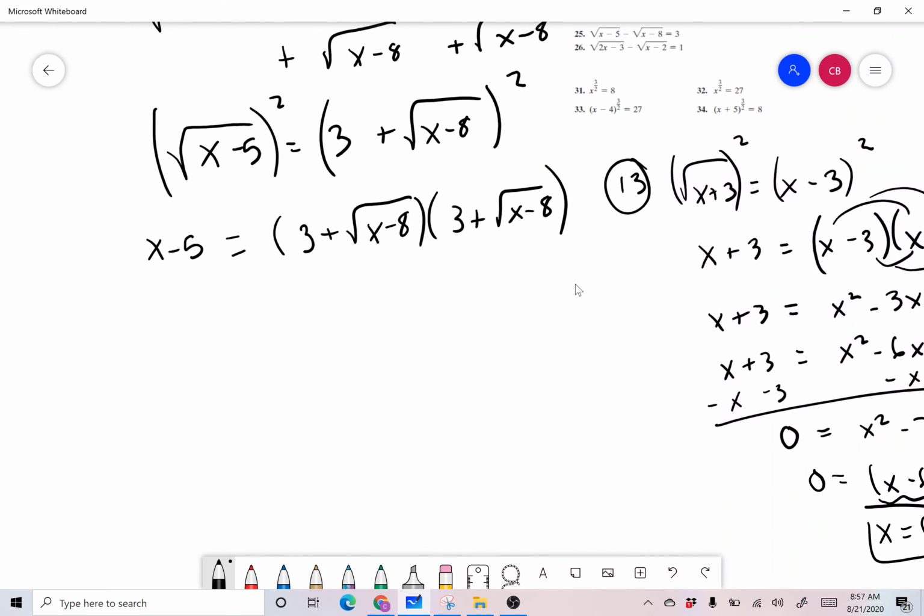All right, so let's figure out what that is. That's x minus 5 equals 3 times 3 is 9. 3 times this is just 3 square root of x minus 8.